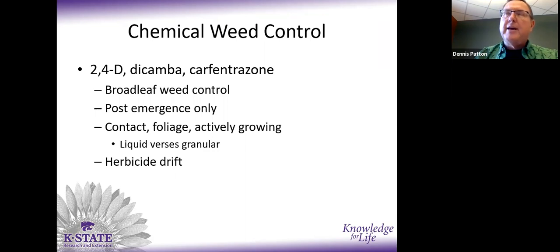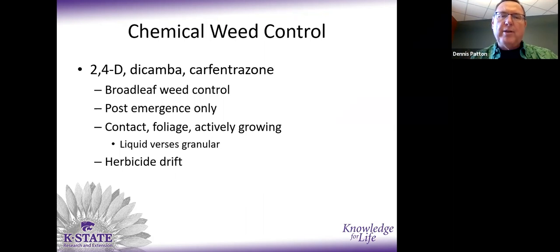The reason being is for a granular product to stick to that weed, you've got to have a wet surface for that little piece of impregnated granular to stick to the leaf. Whereas if I'm spraying a mist over that, I'm going to get a lot more thorough coverage. And since these work on contact, the more thorough the coverage, the more effective the control. So if you're controlling broadleaf weeds, I would recommend liquid over granular.